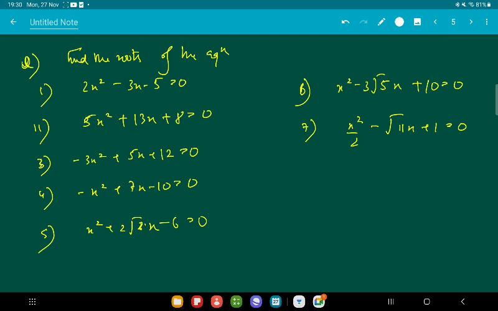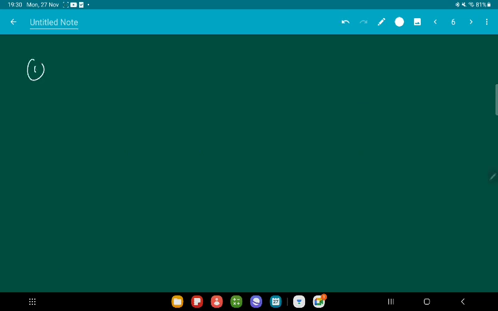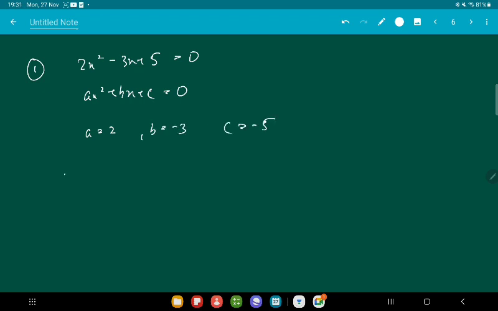So how would we be able to solve this equation? Let's see. Let the first equation be 2x square minus 3x minus 5 equals 0. If you want, you can apply the Sridharacharya method, or you can solve it by factorization, by the split the middle term method. By comparing with ax square plus bx plus c equals 0, a equals 2, b equals minus 3, and c equals minus 5.